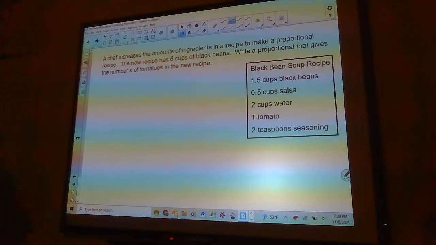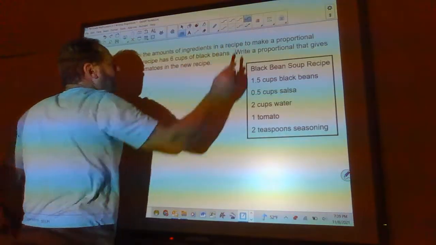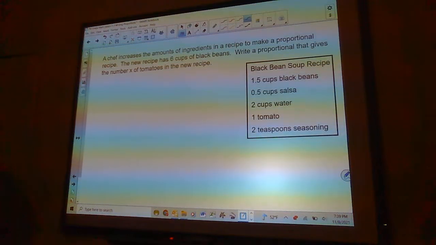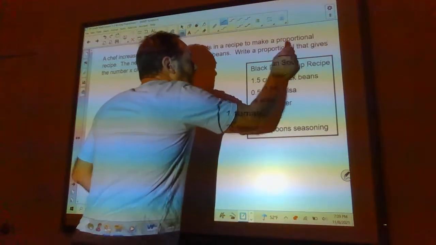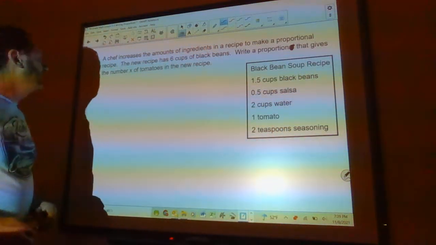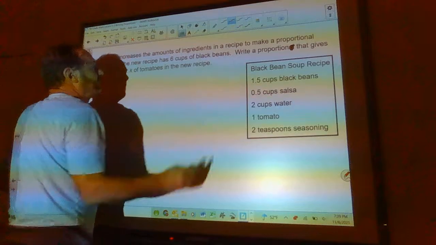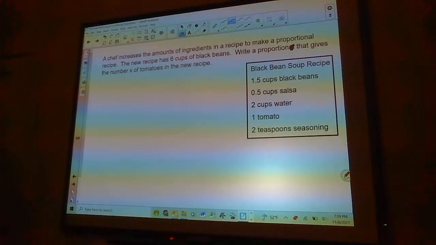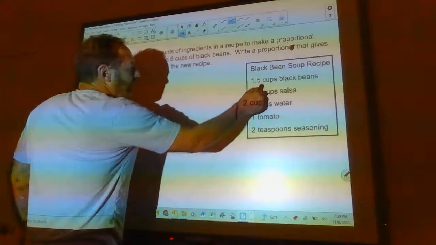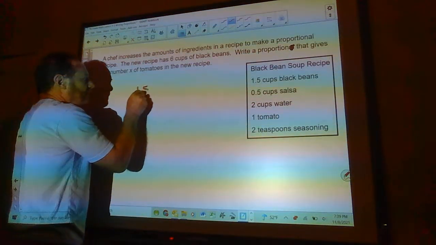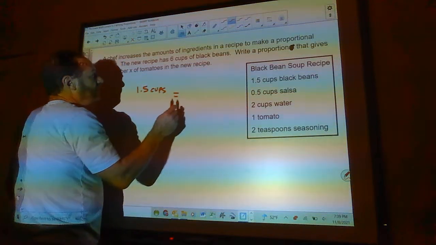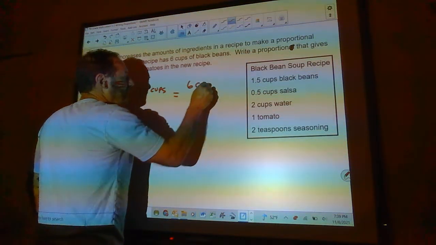Here a chef increases the amount of ingredients in a recipe to make a proportional recipe. This is where you would use this a lot. Cooking, you do this stuff all the time. So a new recipe has 6 cups of black beans. Write a proportion, it should be a proportion, not a proportional, that gives the number x of tomatoes in the new recipe. In the recipe in the book, we've got 1.5 cups, and that's going to equal 6 cups over here.